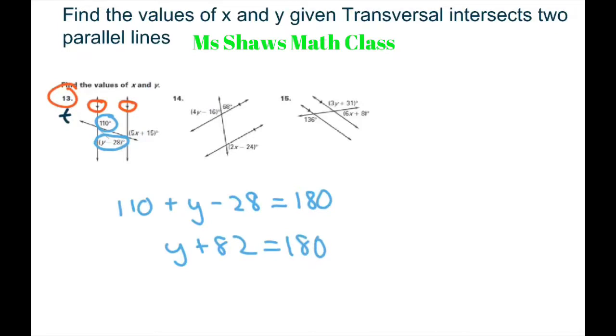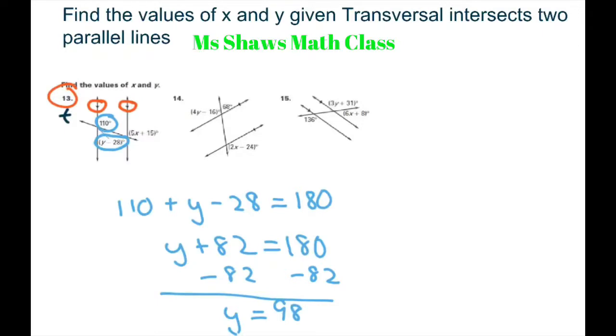And you're going to subtract 82 from both sides, and you get y equals 98.